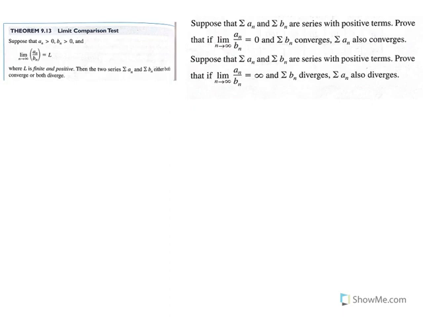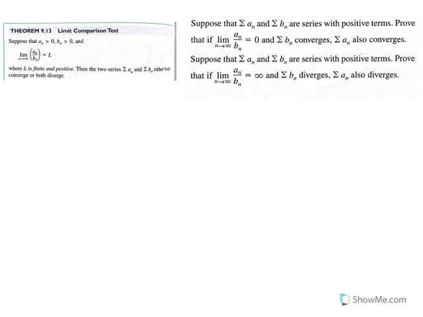We will conclude this lesson by looking at a couple of variations of the limit comparison test. So here's the limit comparison test that we just used. When we take the limit of the quotient of a sub n and b sub n as n approaches infinity, and we get a positive number for the limit, then we may conclude that both series either converge or diverge, depending on the convergence or divergence of your comparison series.